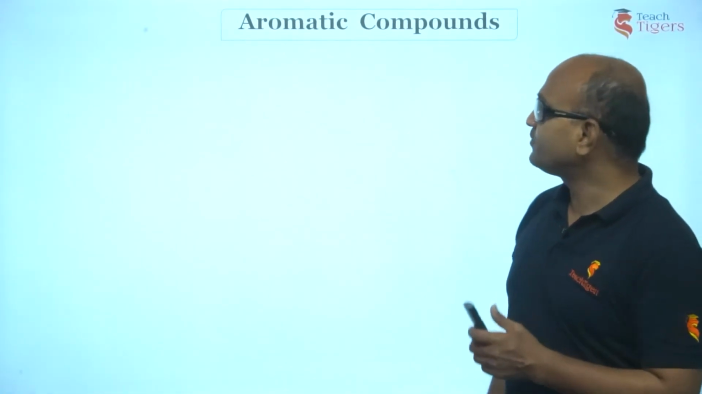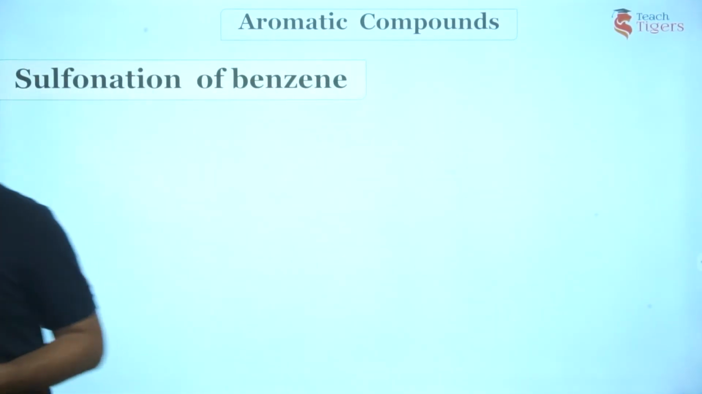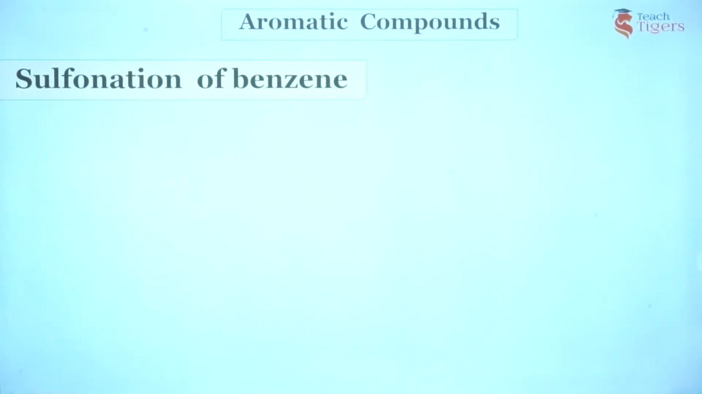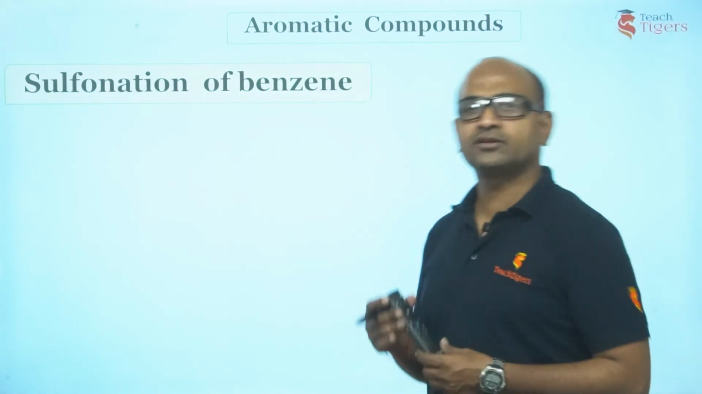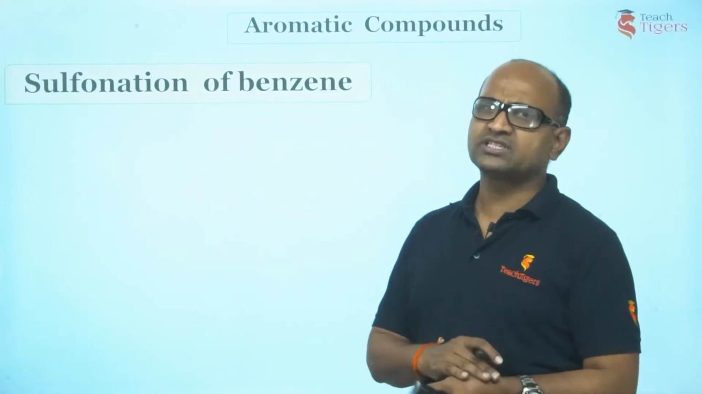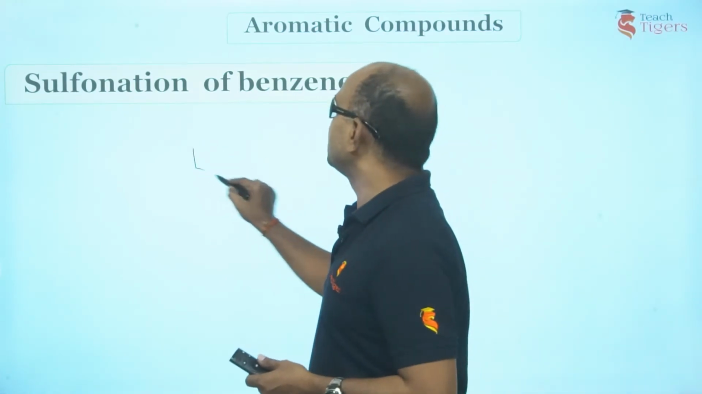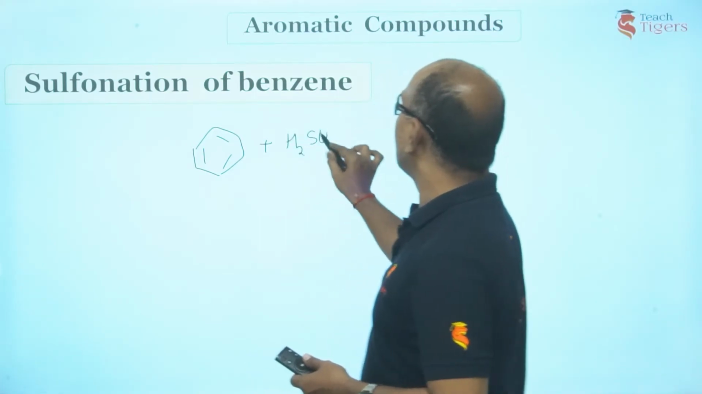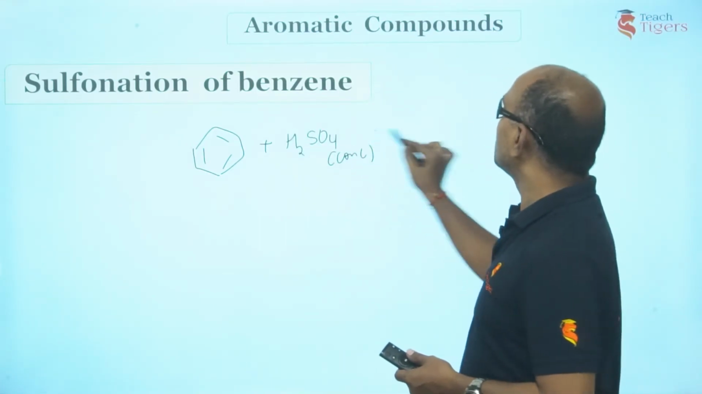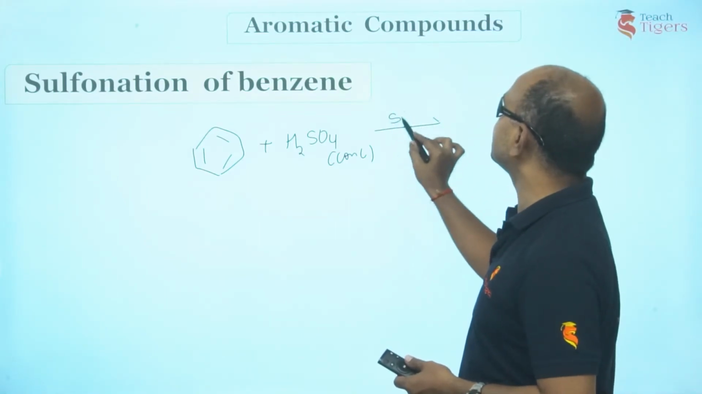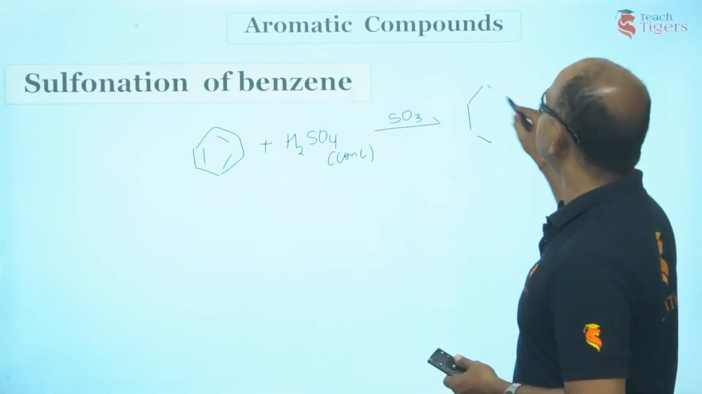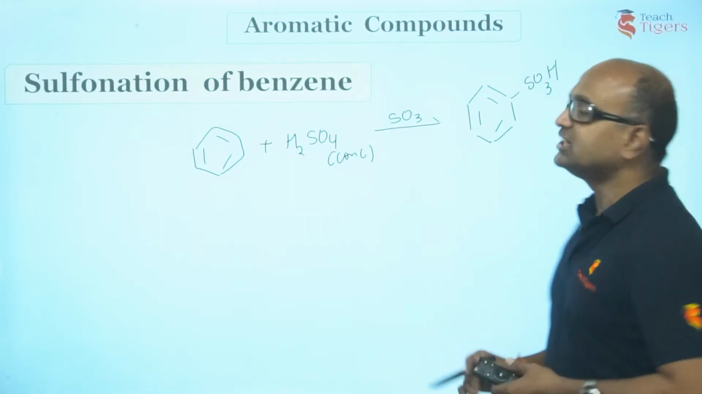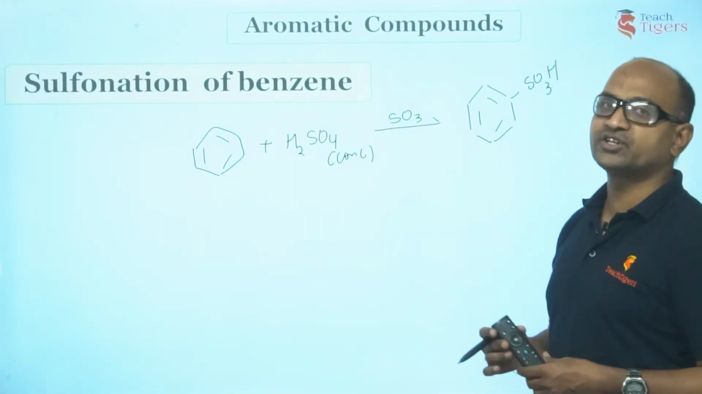Am I right? Next guys, I have sulfonation. See what is the reaction. First try to write the reaction and then I'll explain the mechanism. So children, now we have sulfonation of benzene. We have already studied what is sulfonation, right? Benzene reacts with concentrated sulfuric acid and SO3, or we can say fuming sulfuric acid, to give benzene sulfonic acid. This is benzene sulfonic acid, right? This process is known as sulfonation of benzene.